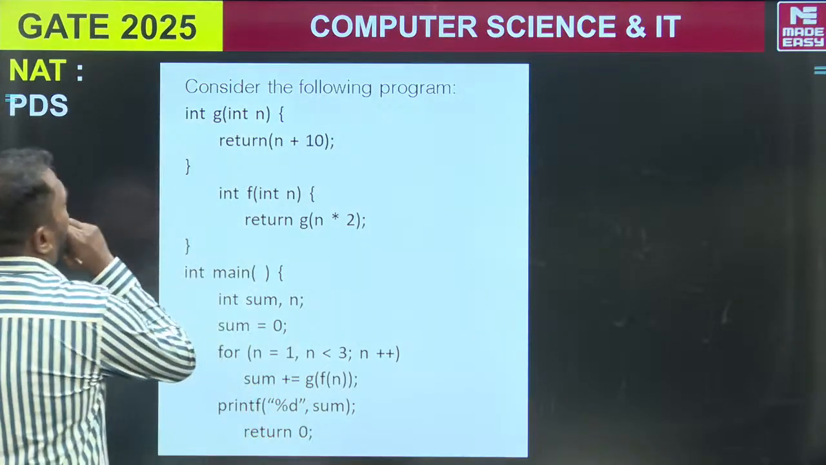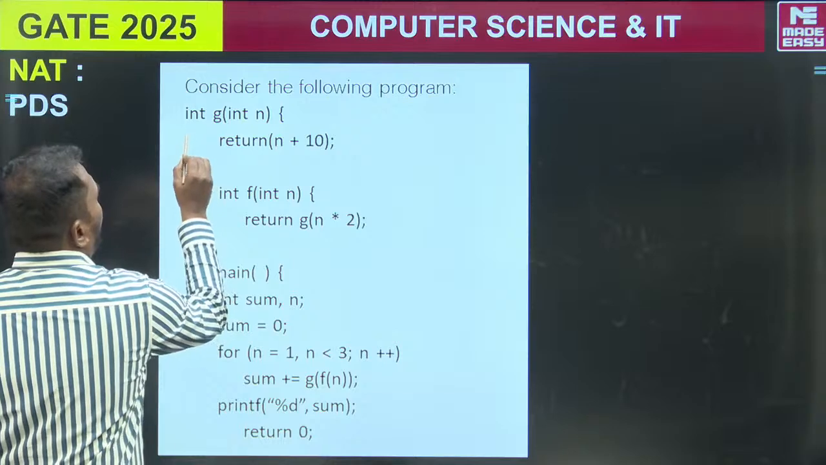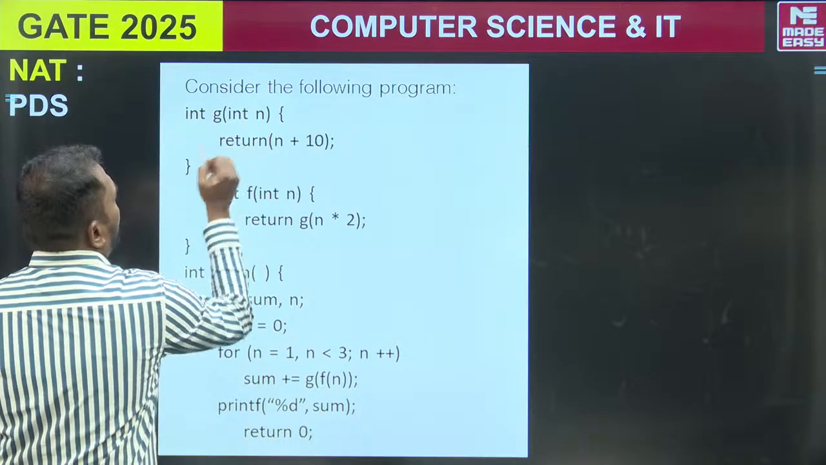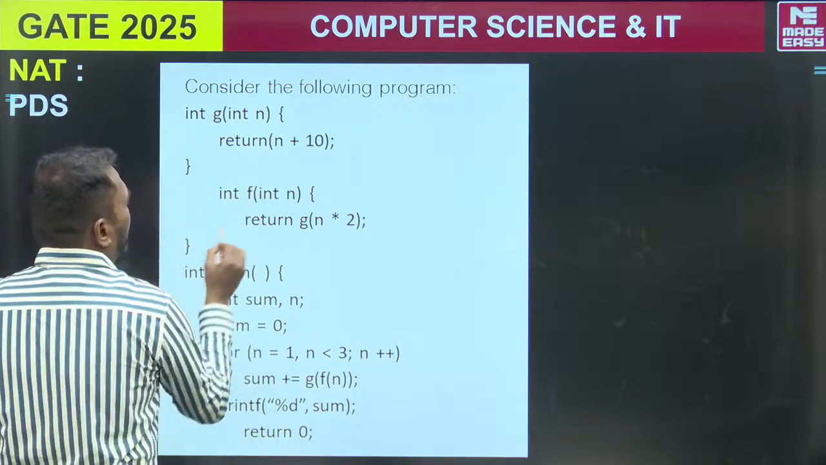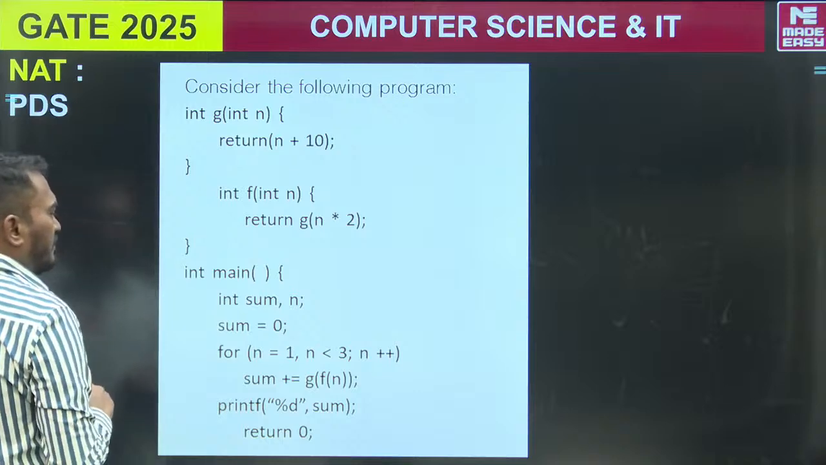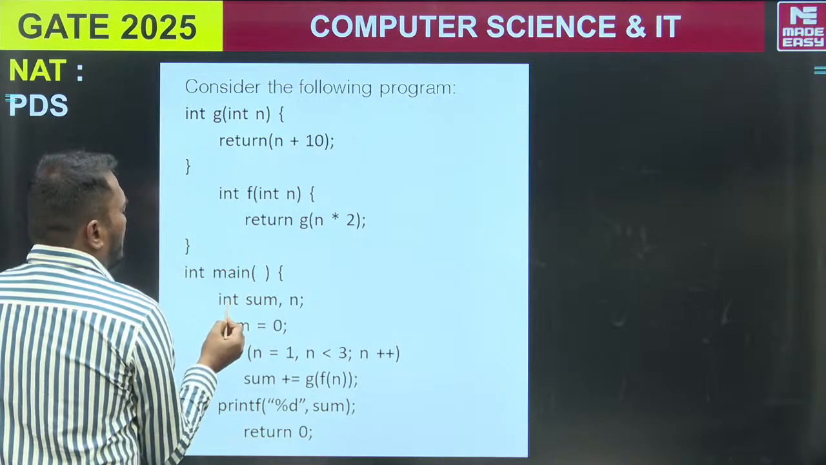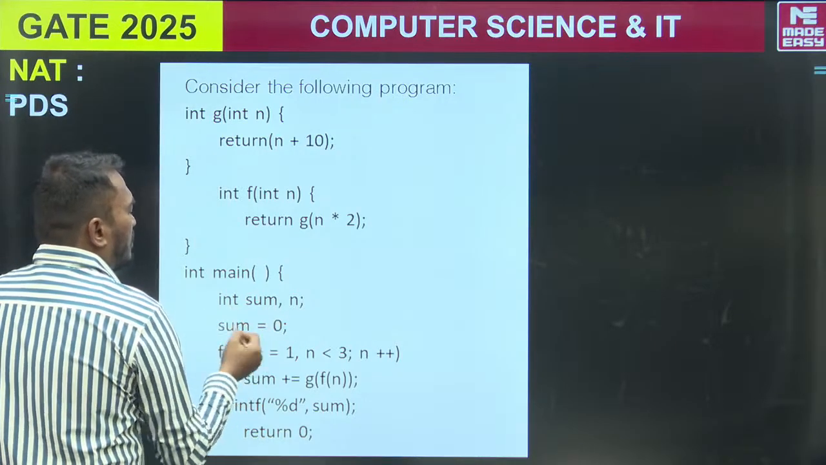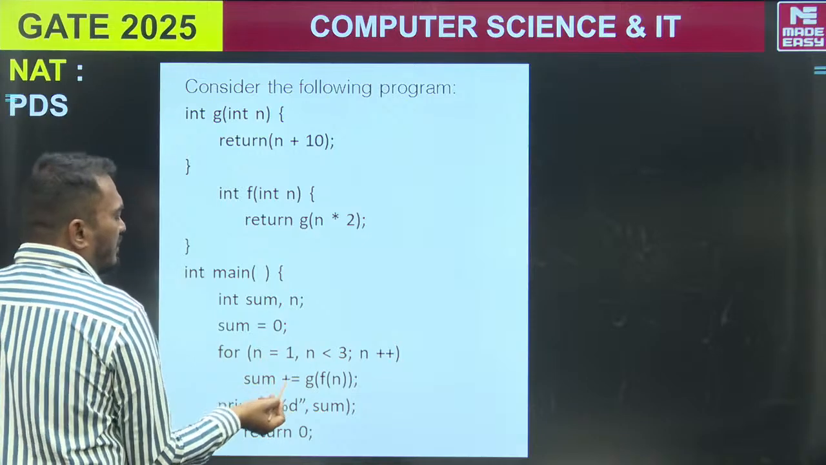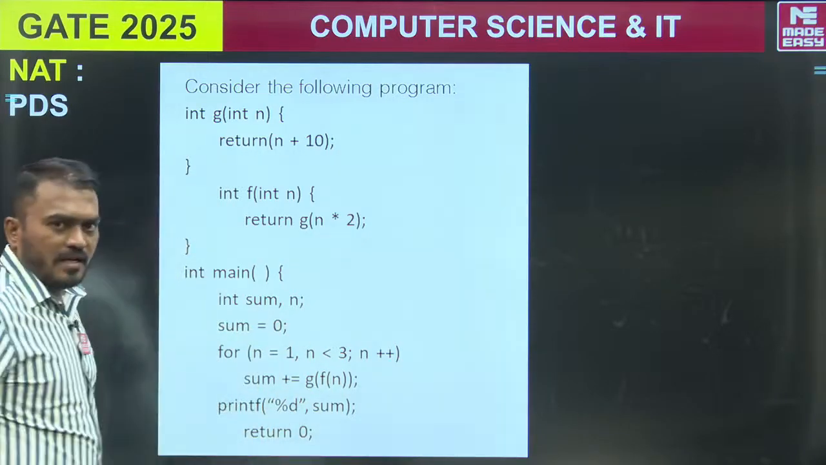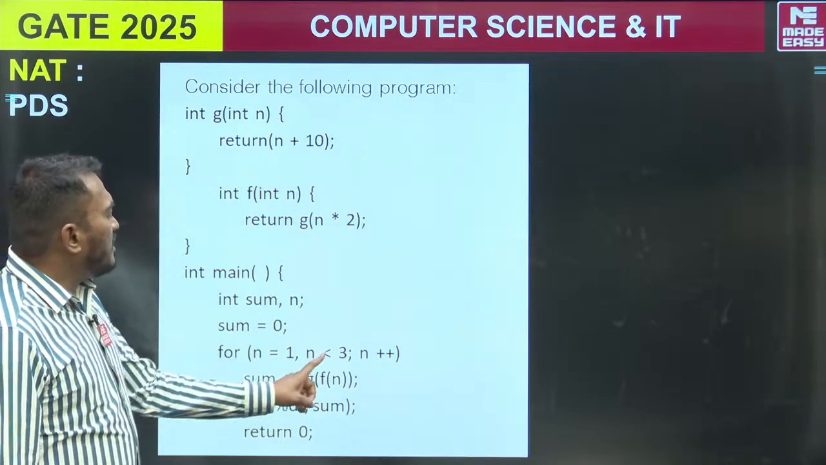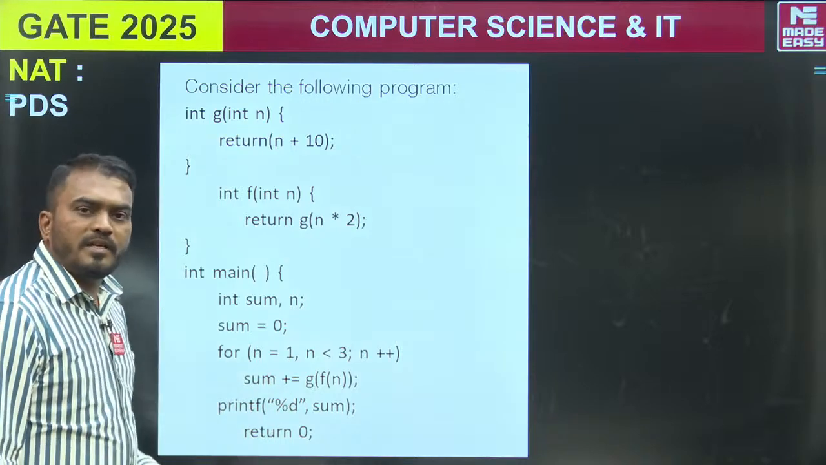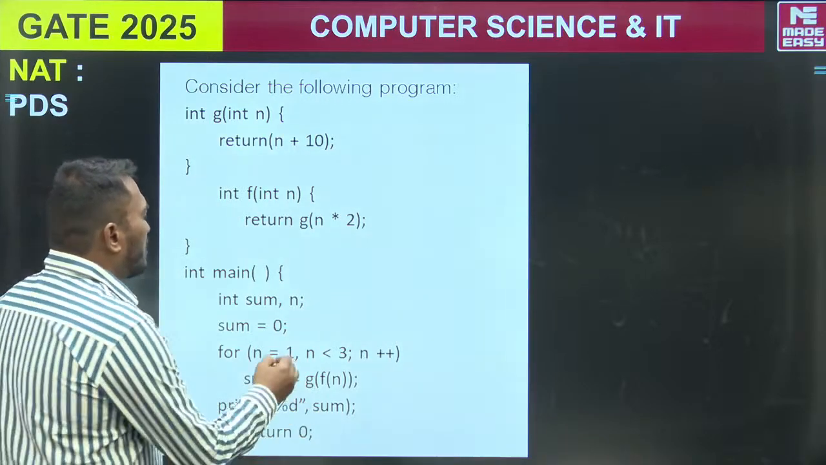So he has given two functions. Consider the following program: integer function g is given, function f code is given, and integer main, where there are two variables, integer sum and n, and a simple for loop is given, and he is calling these functions. So n equal to 1, n less than 3. It means the for loop will execute how many times? 2 times.